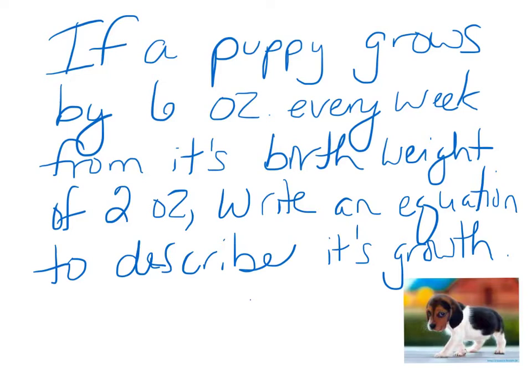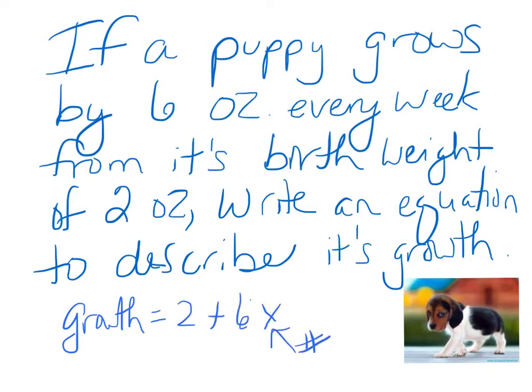Puppy grows by 6 ounces every week from its birth weight of 2 ounces. Write an equation to describe its growth. So you would take that, and a math equation would be that growth equals 2 plus 6x, where x is the number of weeks. So that's taking a math problem and turning it into an equation.